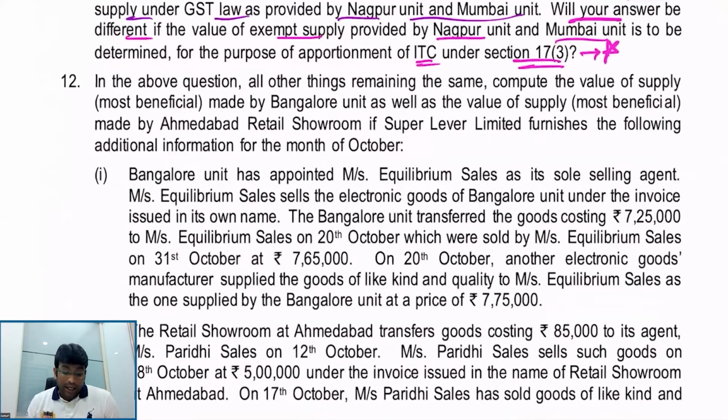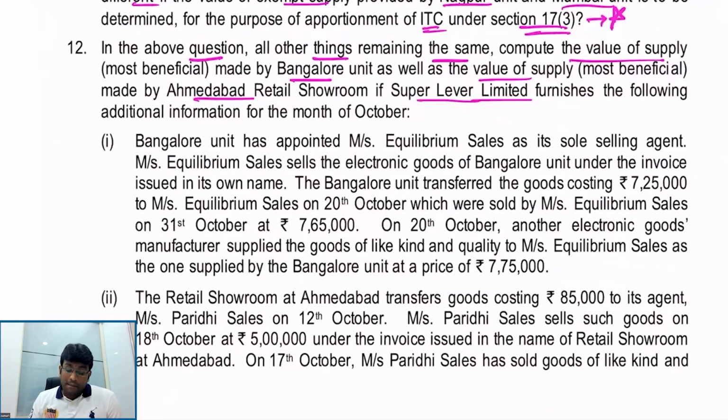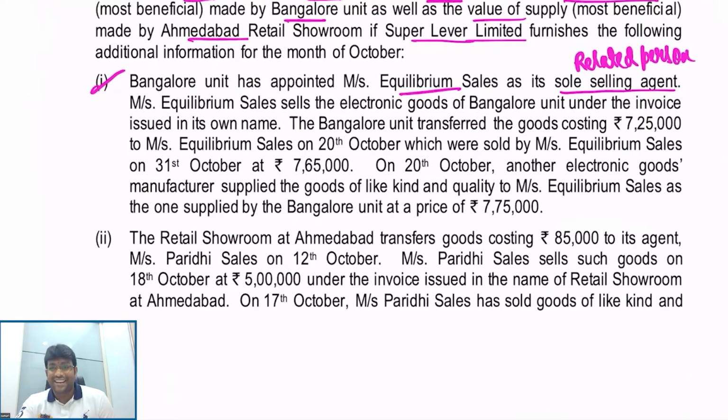Next question. In the above question, all other things remaining the same, compute the value of supply made by the Bangalore unit as well as the value of supply made by the Ahmedabad showroom, if Super Liver Limited furnishes the following information. Bangalore unit has appointed Equilibrium Sales as its sole selling agent. Once it is a sole selling agent, they become a related person, because the related person definition also covers a sole selling agent. Clear, my dear friends? So there is supply between related persons. Correct or not? Come on. They sell the electronic goods of the Bangalore unit under an invoice issued in its own name.